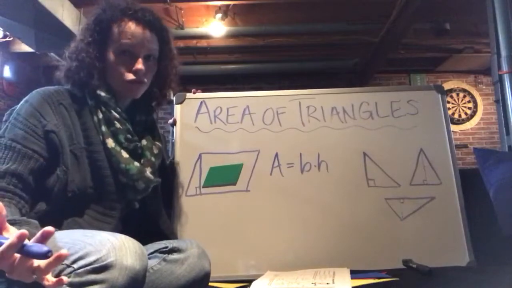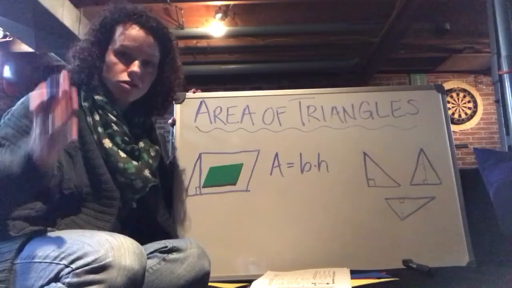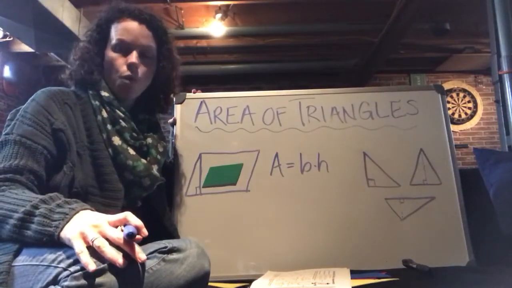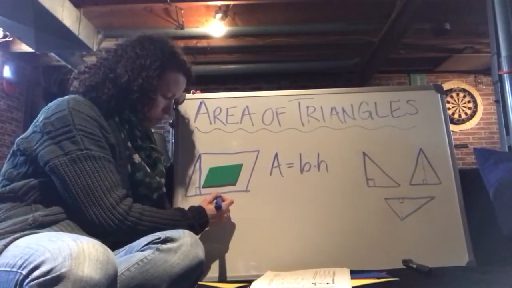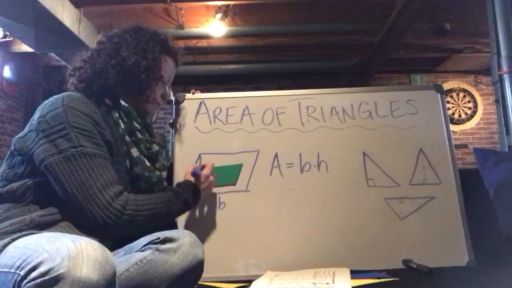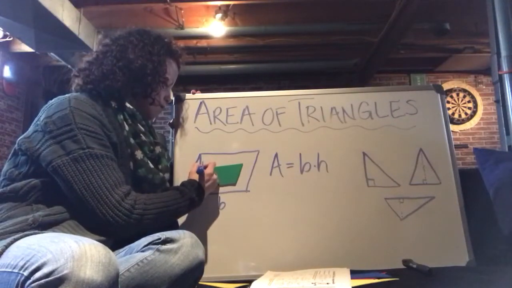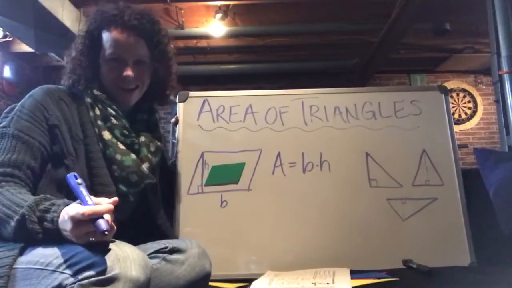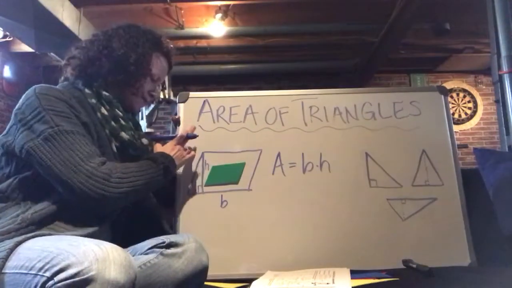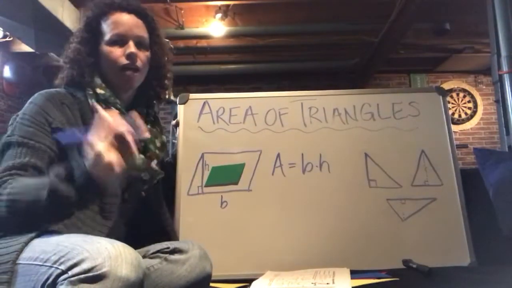The same is going to be true for a triangle. We're always looking for our straight up and down where we have that right angle being formed. So on our parallelogram, we have the bottom, which is the base, and then we have the interior line there, which is the height. And remember, we talked about sometimes that line is drawn outside the shape.